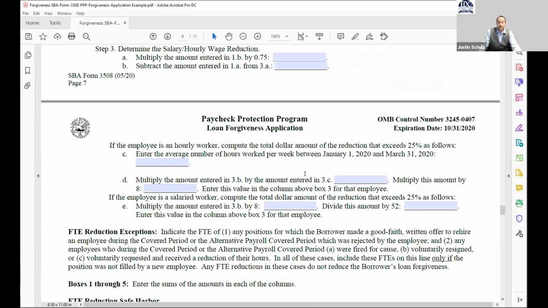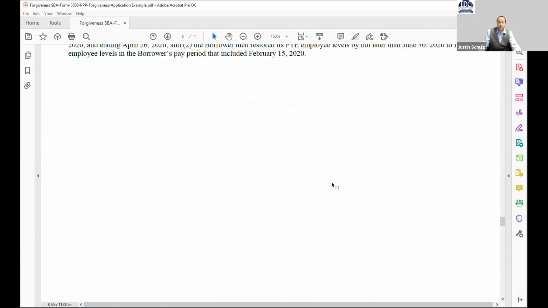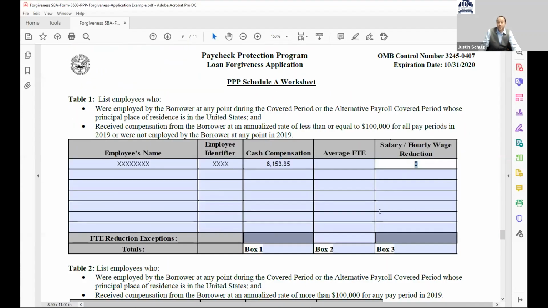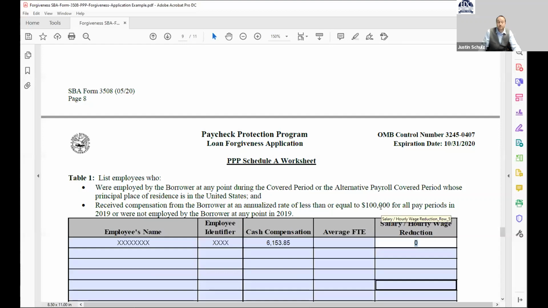So for example, a quick example, if you're paying people $1,000 a week and you reduce their salary to $700 a week, the first $250 of that is exempt, but the additional $50 that you reduced it by, you multiply that by 8, and that number would come out to $400 here, meaning that you'd lose $400 on your forgiveness.